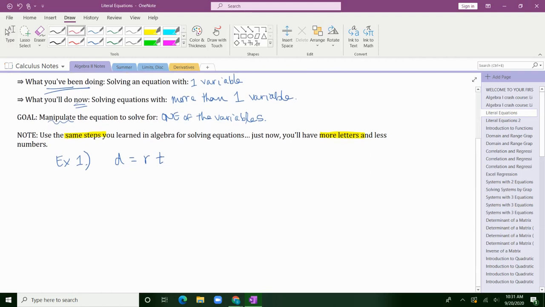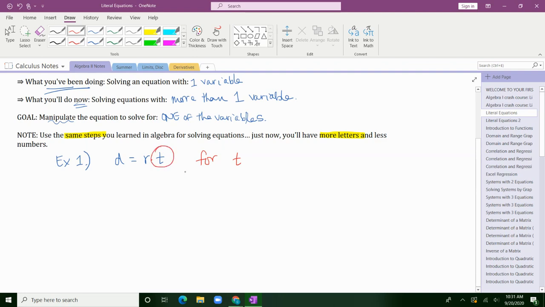And you might be thinking, hey, this looks familiar. This is the distance equals rate times time formula. Sometimes people call it DIRT to remember that it's D equals RT. And let's say I told you that I want you to solve for T. So again, this one's super simple. They're not really going to get much easier than this.